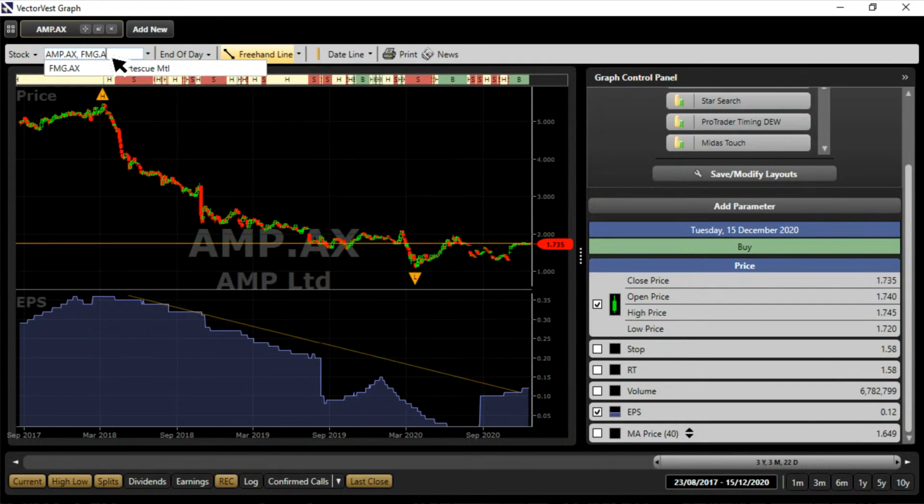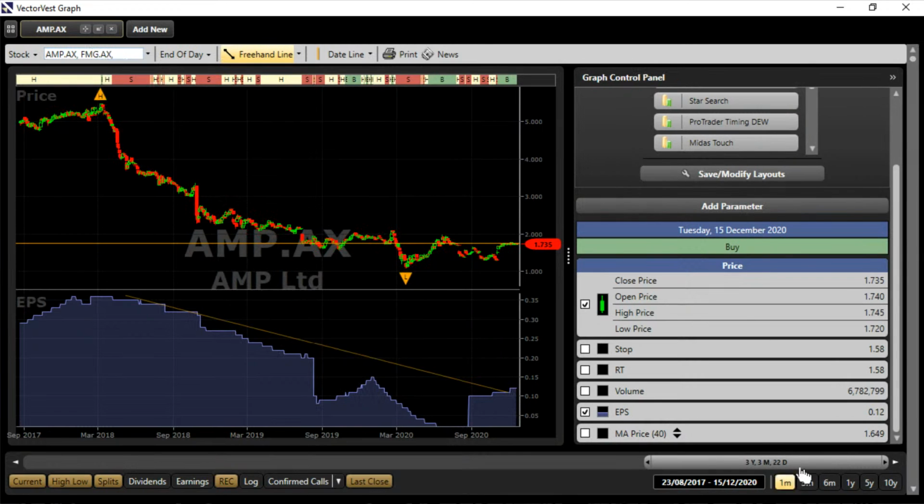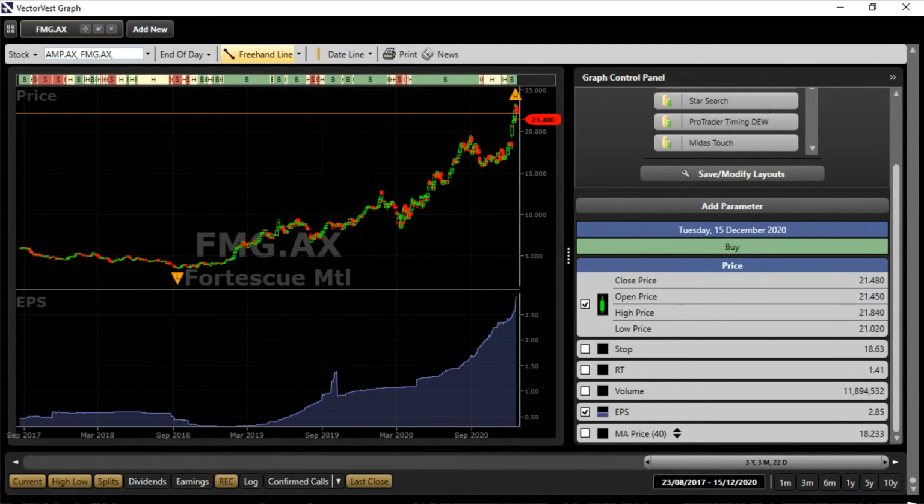Compare this to Fortescue Metals, our top one, that we looked at earlier. Here's Fortescue Metals. Rising earnings, rising share price. Okay, so keep it nice and simple.